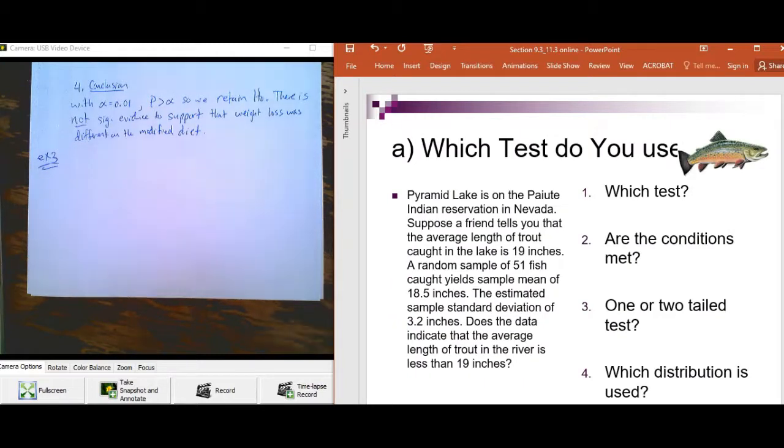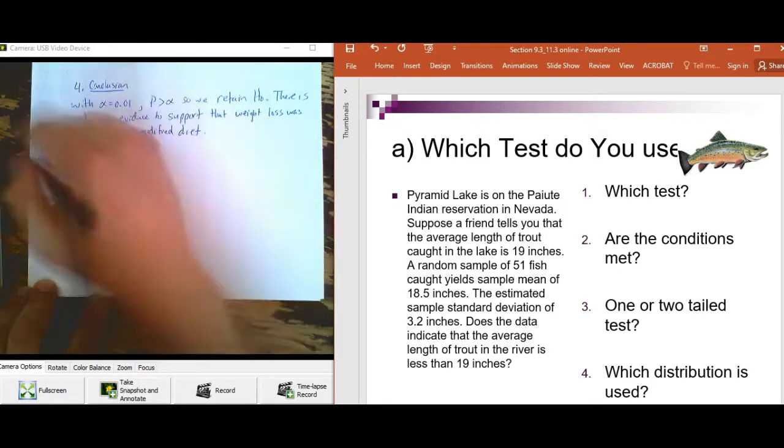So let's look. Here's one. Pyramid Lake is on the Paiute Indian Reservation in Nevada. Suppose a friend tells you that the average length of trout caught in that lake is 19 inches. A random sample of 51 fish caught yields a sample mean of 18.5. The estimated sample standard deviation is 3.2. Does the data indicate that the average length of trout in the river is less than 19 inches? Okay. So, A.